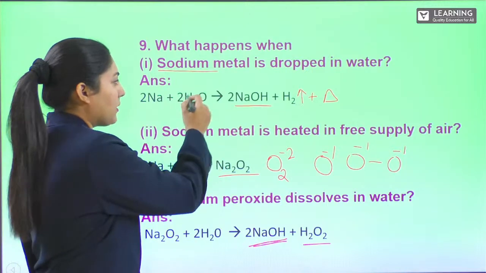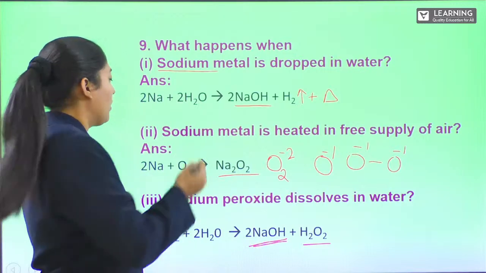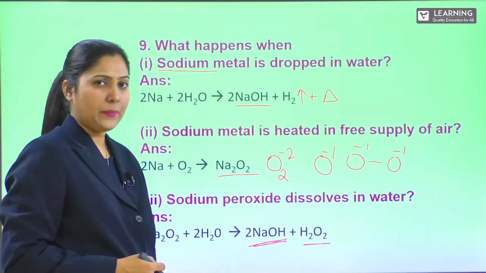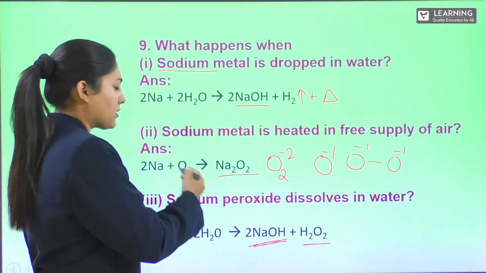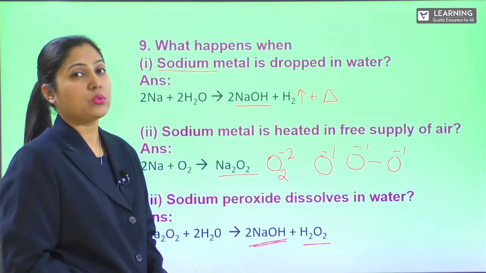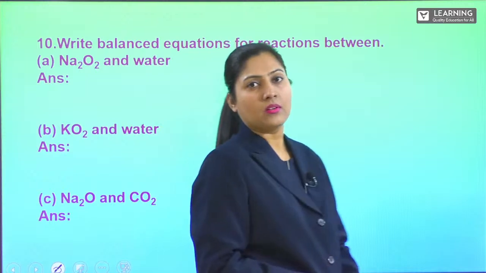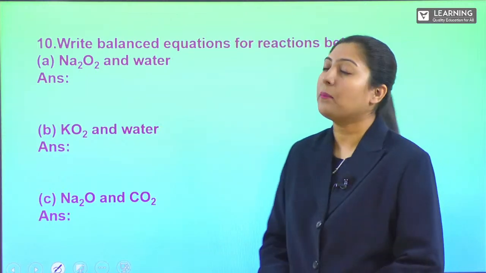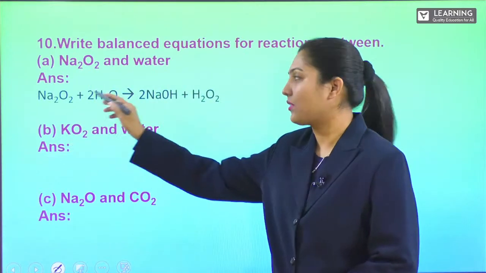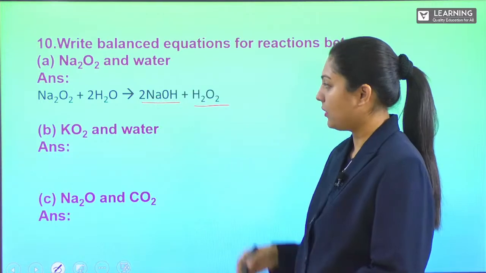See here, sodium reacts with water to give hydrogen and sodium hydroxide. Here sodium reacts with oxygen to give sodium peroxide, where that sodium peroxide again reacts with water to give sodium hydroxide and hydrogen peroxide. Next equation, sodium peroxide reacts with water. So we get sodium hydroxide and hydrogen peroxide.